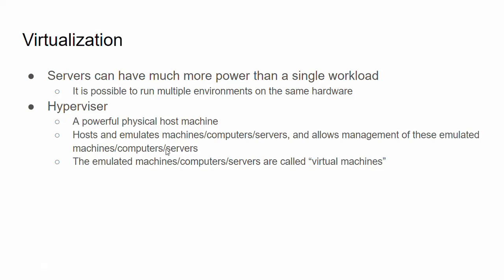This is when something called the hypervisor comes up. A hypervisor is basically a powerful physical host machine. It's a real server that's so powerful that it can host and emulate multiple machines, computers, servers. It's emulating machines. It's not a real machine. The hypervisor itself is a machine, but it can run multiple environments. Each of those environments looks like a machine to outsiders. The hypervisor also has the power to manage these emulated machines, computer servers, and those emulated machines are called virtual machines.